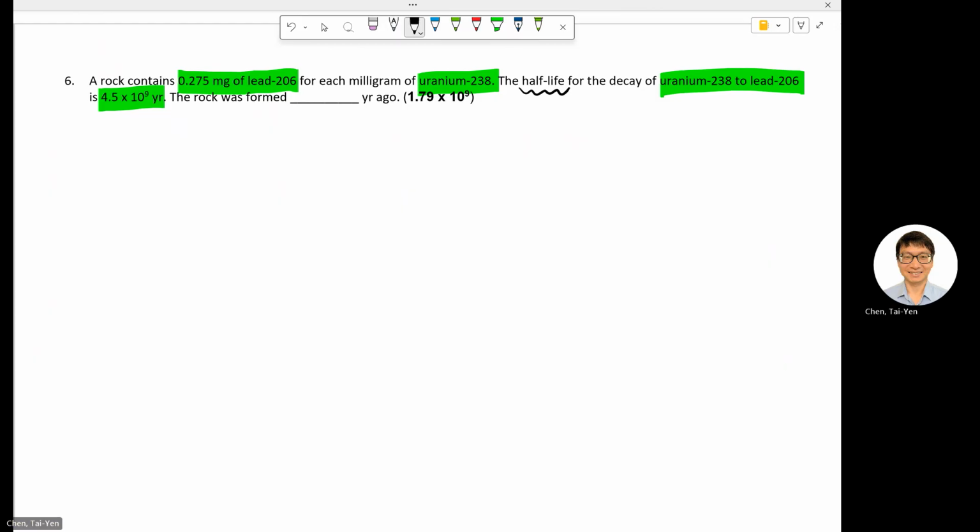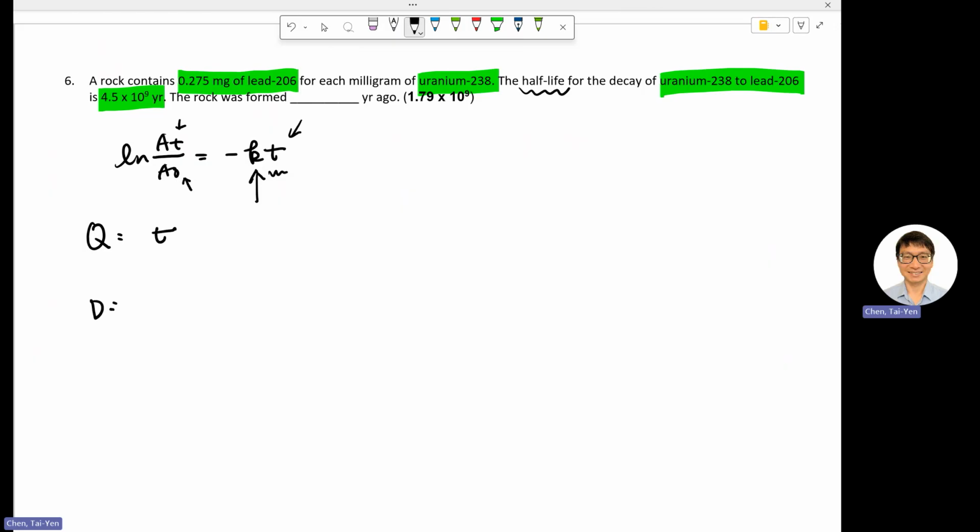Yes. That's a keyword, right? Therefore, you know you are going to use natural log AT over A0 equals negative K times T, right? So the T half will tell you the K. And then you want to know how old it is. That means you want to figure out the time, right? That means you should figure out the ratio between your AT over A0. Then we can just solve for your T. So we know the question is trying to solve for T.